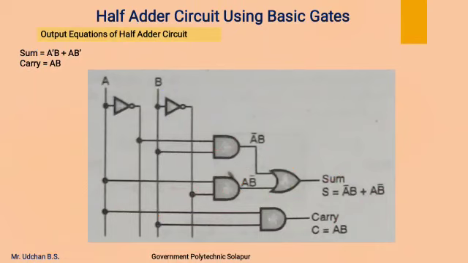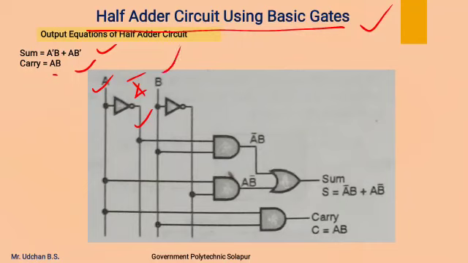So next we will see a half adder circuit using basic gates. We have already derived the equation for sum and carry, that is the equation for sum is A bar B plus A B bar and the equation for carry is AB. So in all there are 4 variables A, B, A bar and B bar. This is the line for A variable, this line is for A bar, this line is for B and this line is for B bar. Using NOT gates we get A bar and B bar.